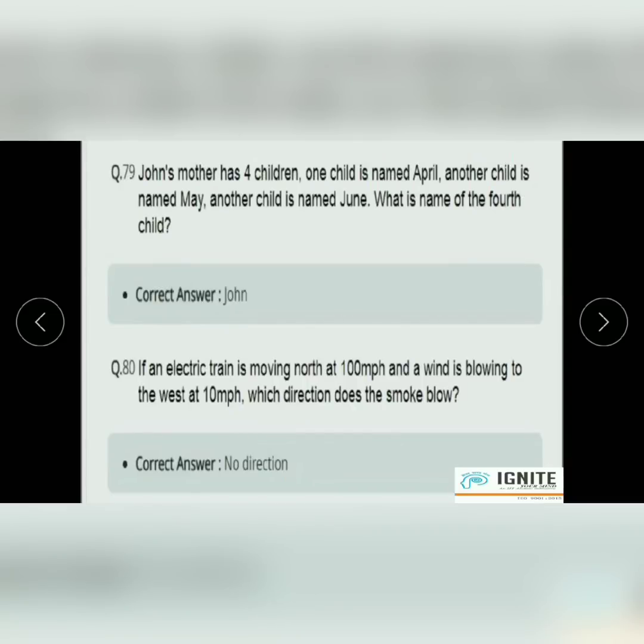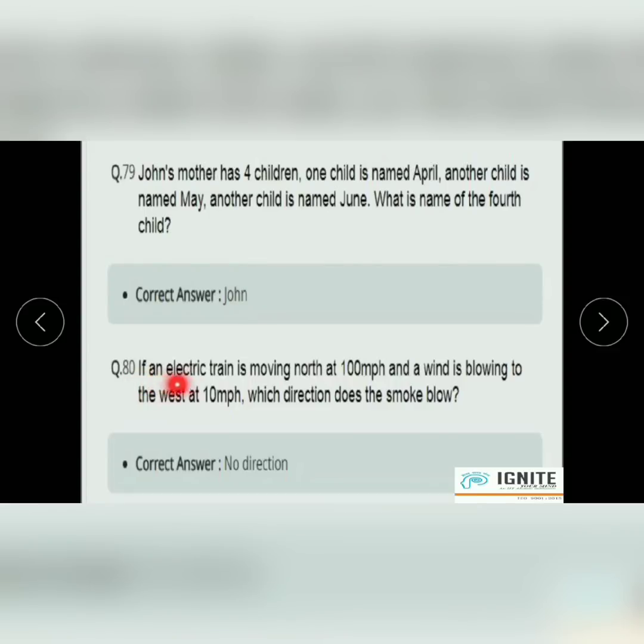Next, questions 79 to 89 are from riddles. Some of them are funny riddles, some are easy riddles, and some riddles are situational riddles. Okay. All types of riddles that we discussed in detail in our previous classes. The first one is, John's mother has 4 children. One child is named April, another child is named May, another child is named June. What is the name of the 4th child? This is a funny riddle. Answer is very simple, John.